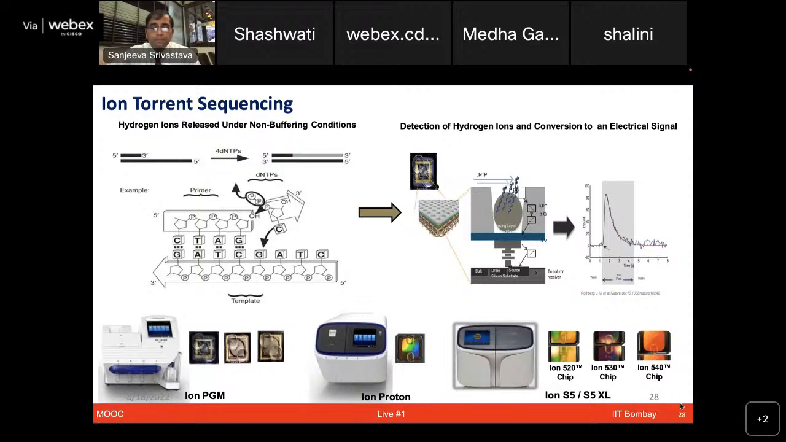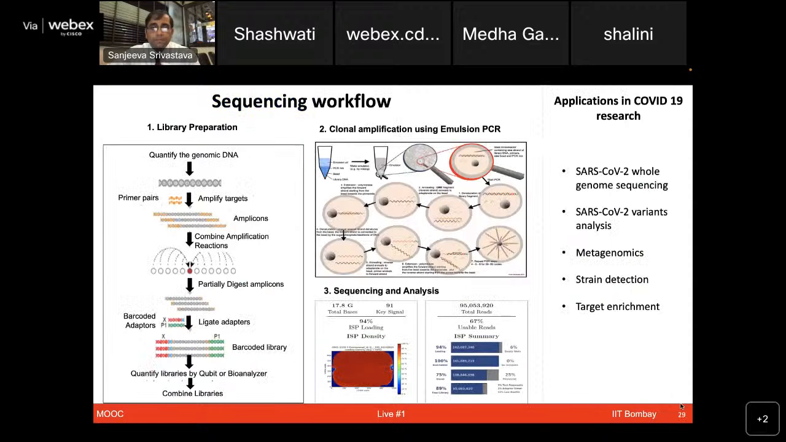So coming to the sequencing workflow. Yes, the sequencing workflow involves these steps. The first and most important step is library preparation. First you have to extract the DNA, and from the DNA you prepare the library. Whatever your target DNA is, you have to amplify it, and for that you add a lot of primers, and those primers will help in amplification of your target DNA. All of this reaction happens on a 96 well plate.